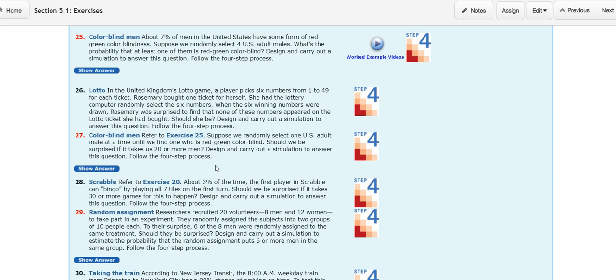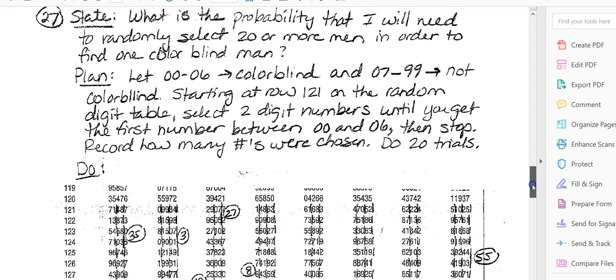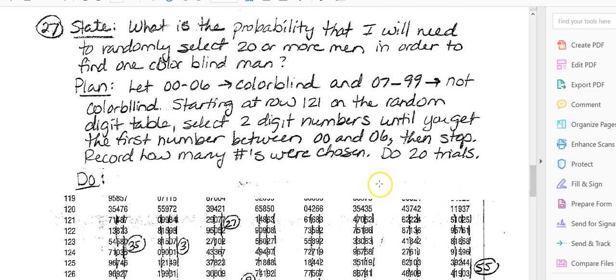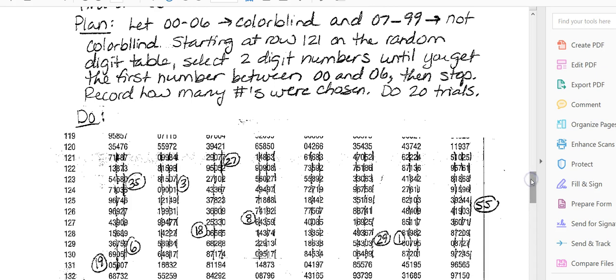Should we be surprised if it takes 20 or more men? Okay, so if we look at the key on this, the process here, the simulation, what I want to find out is what is the probability that I will need to randomly select 20 or more men in order to find one colorblind man, because I want to know how unusual that is. So I assigned 7 out of 100 two-digit numbers to represent colorblind, and I use 00 to 06 for colorblind and 07 to 99 for not colorblind.